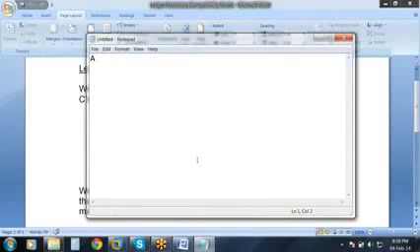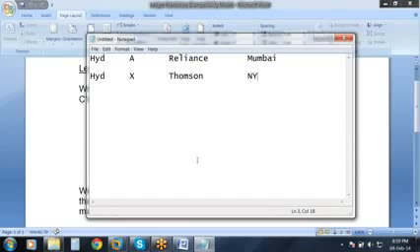Let's say, for example, there is an employee called A working for a company called Reliance, and the corporate office is in Mumbai. He is working from Hyderabad. One more guy is there working from Hyderabad, employee B or employee X, working for a company called Thomson, corporate office in New York. A working for Reliance, X working for Thomson, both are working in Hyderabad.